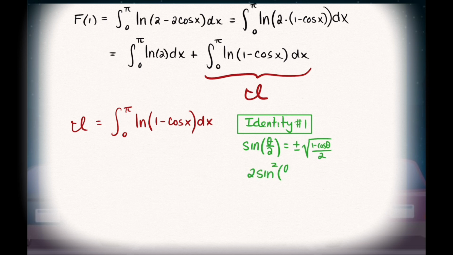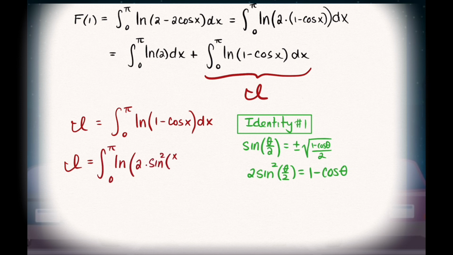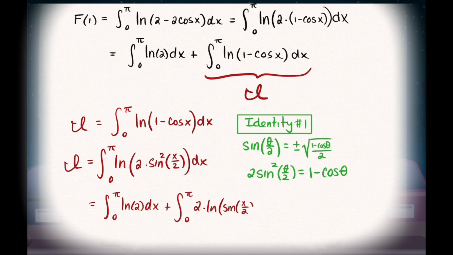Rewriting this formula by squaring both sides and multiplying by 2, we can get 2 sine squared of half theta is equal to 1 minus cosine theta. So we'll substitute that into our integral here for the cursive I. Again, using the properties of logarithms, we can split this into two integrals, the first of which will be easy enough to calculate.